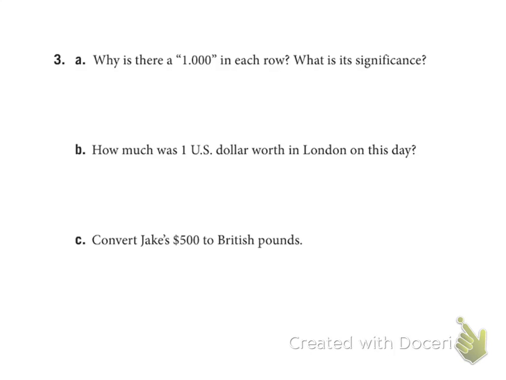So part A, why is there a 1 in each row? That indicates the number, like one of their type of money, in their own country. Yes, I would have a common rate of currency for each country shown. Same thing.